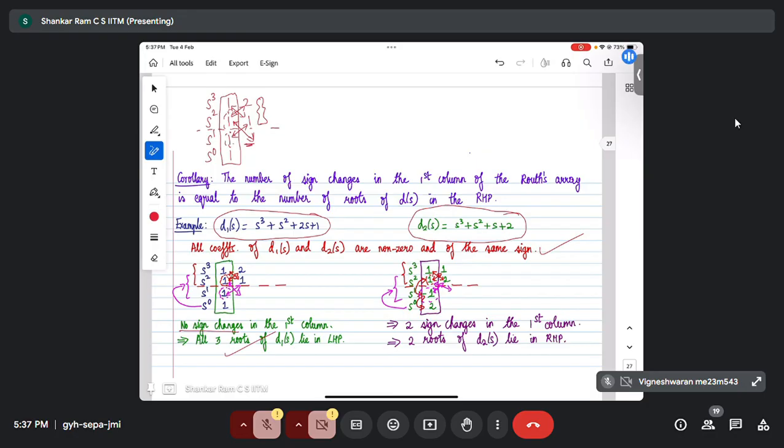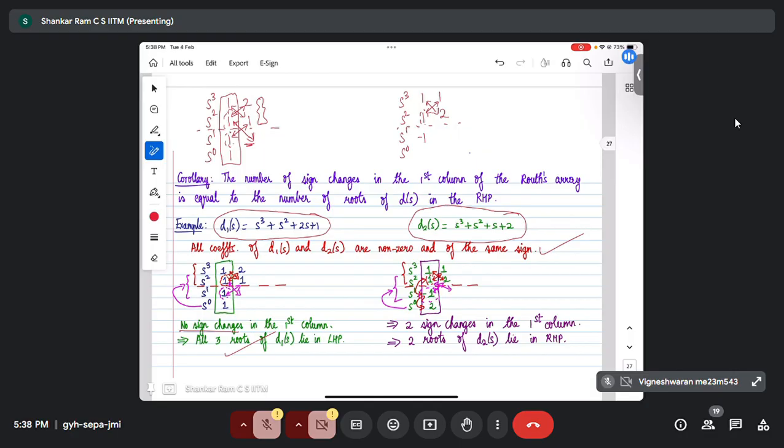Now the second polynomial, if you look at it, once again we construct s cube, s square, s power 1, s power 0. We fill in the elements 1, 1, 1 and 2. So we go to the s power 1 row. We multiply the product of 1 and 1, subtract the product of 1 and 2, we get minus 1, right? So minus 1 divided by 1 becomes minus 1.